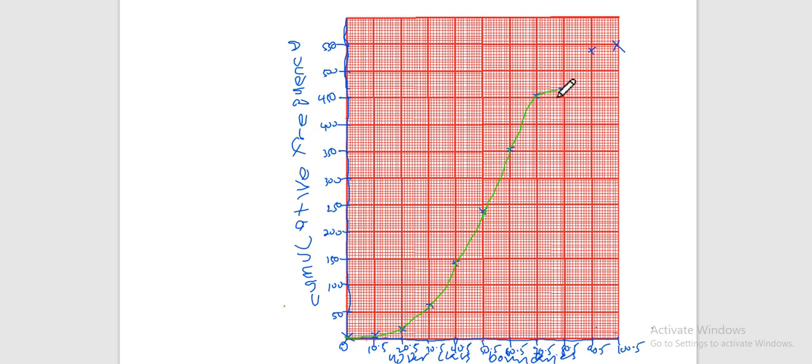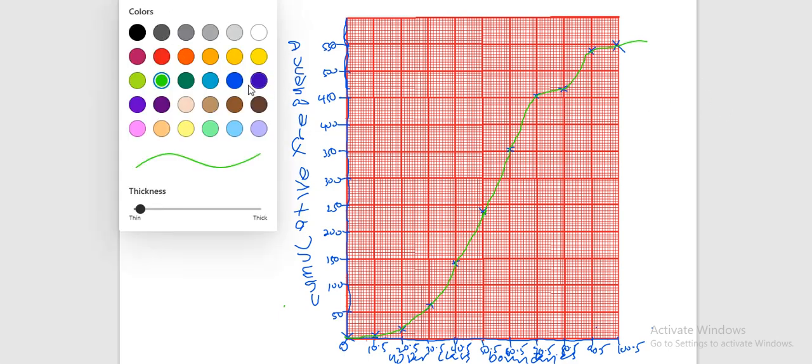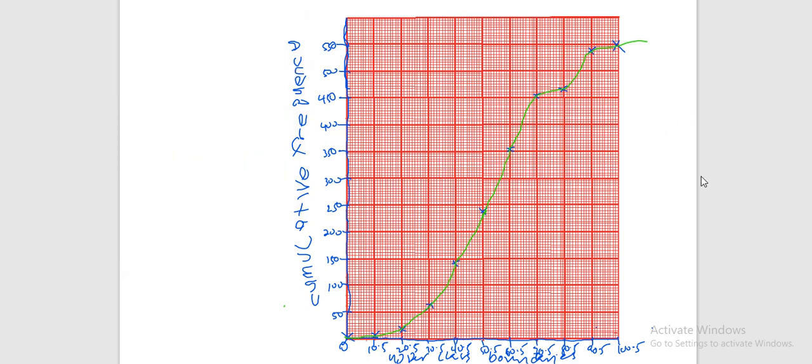If you have a broomstick, join all the points. All the points must be joined. So these are the cumulative frequency curve. See how it goes. Now let's answer the questions that follow, because that's the most important thing. If you plot the curve, you should be able to answer the questions that follow.